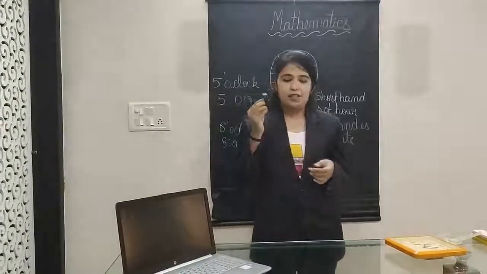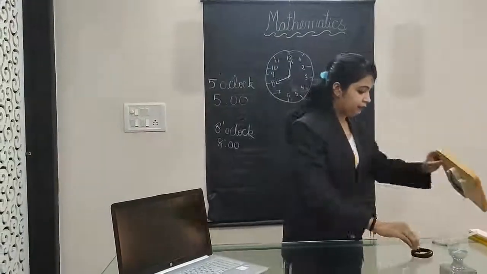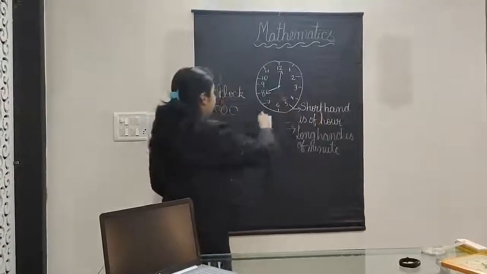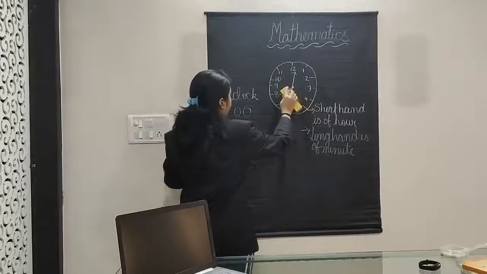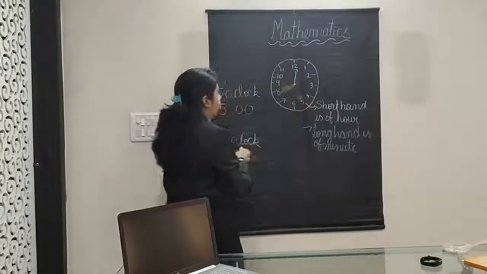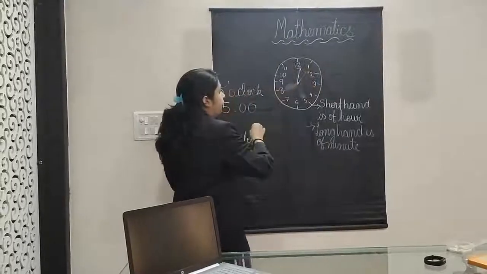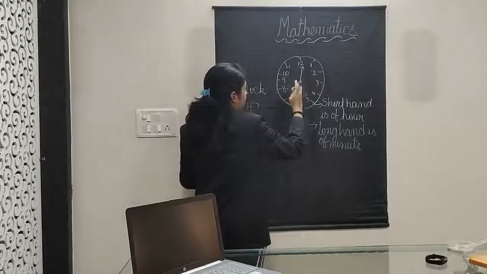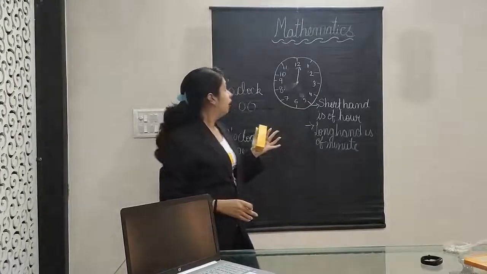This one is digital and this one is an analog clock. Right? In the same way, wherever the short hand is going, you have to continue with that and say the time. If my short hand is on 1, it is 1 o'clock. If my short hand is on 2, it is 2 o'clock. If my short hand is on 3, the time will be 3 o'clock.